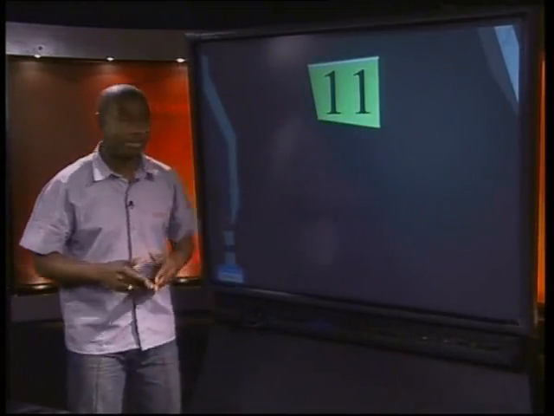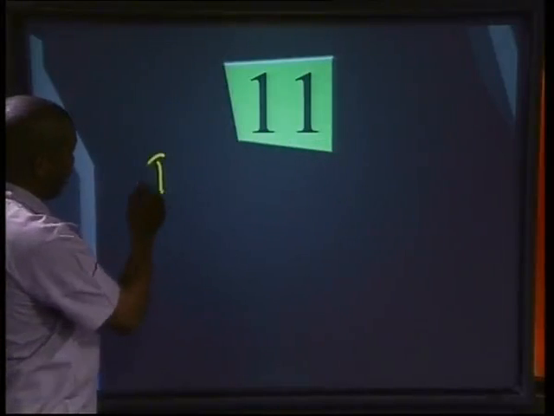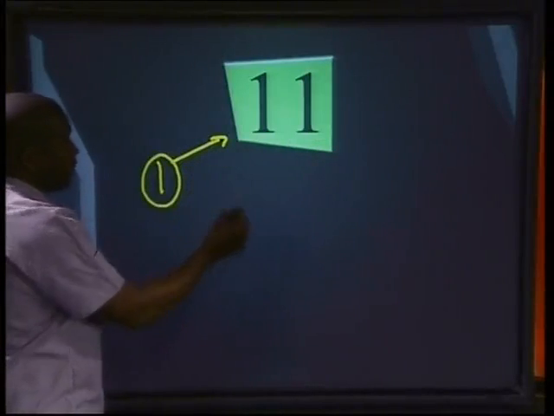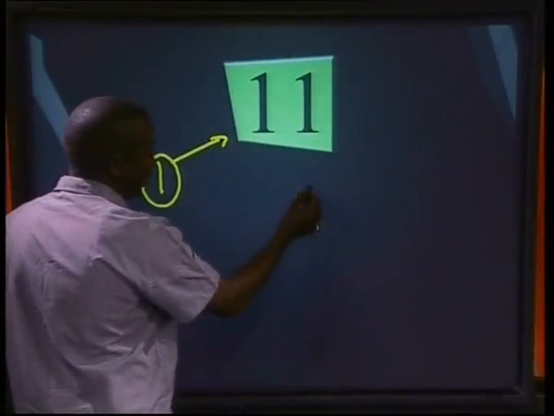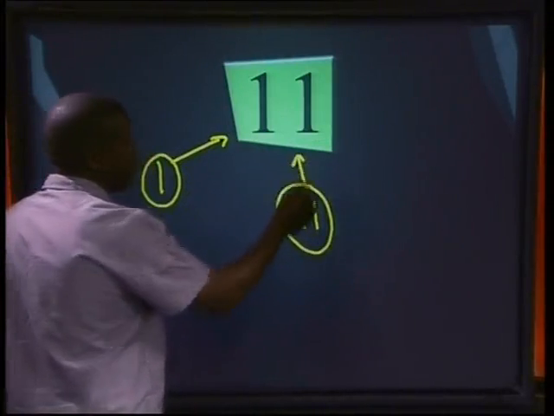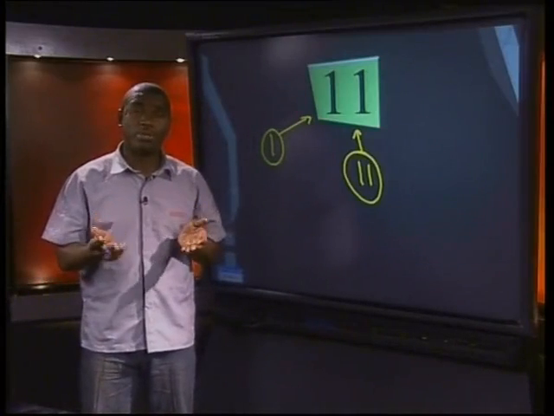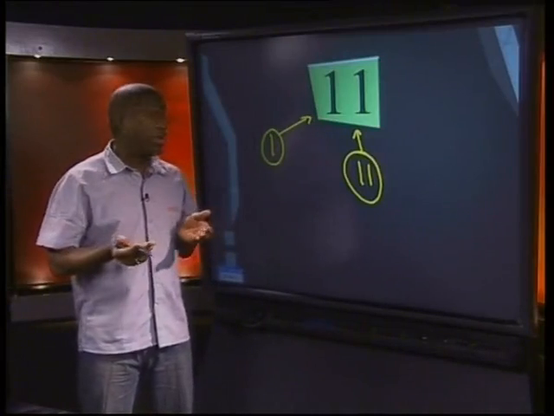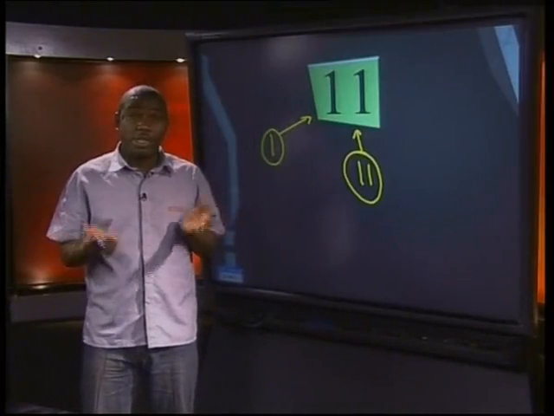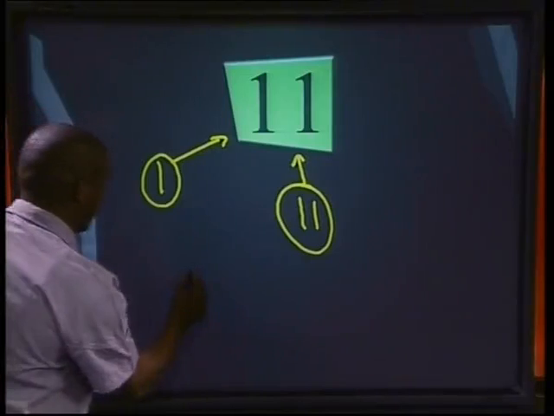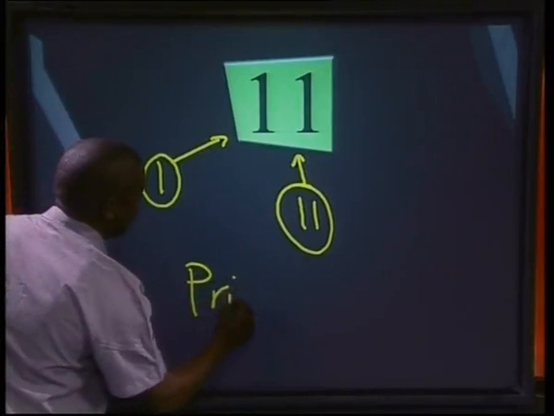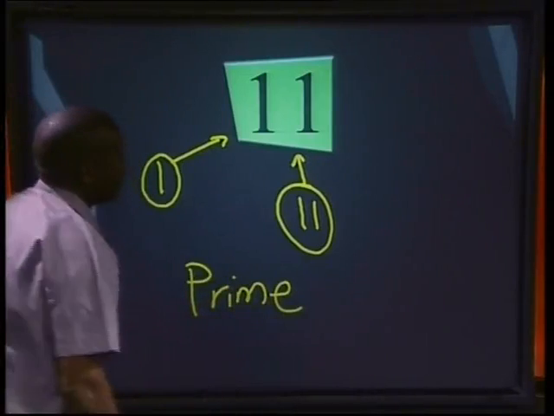What about 11? Let's see. 1 can divide into 11, and 11 can divide into 11. Are there any other numbers that can divide into 11? No, there are not. 11 is a prime number. So therefore, we can say 11 is prime.